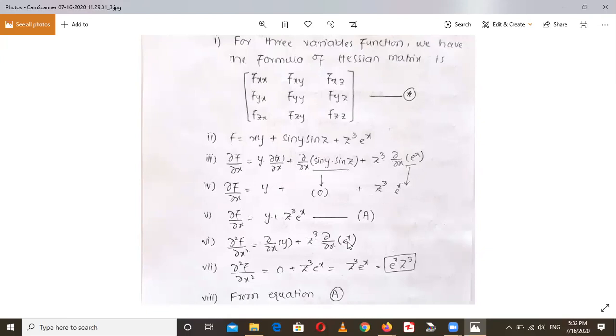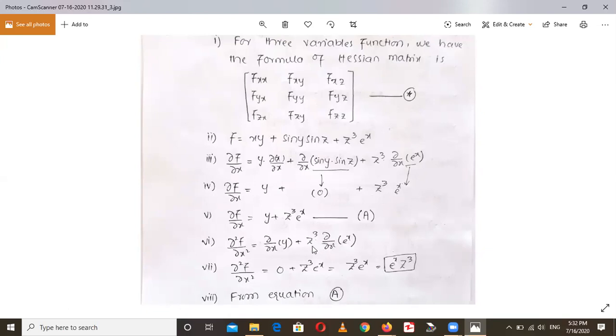Fxx, actually this is the fxx. You can also write here fxx. So this is the way that we represent the fxx. This is basically the double derivative.